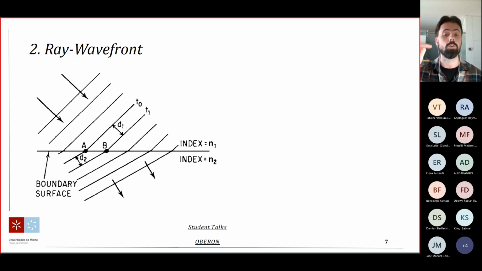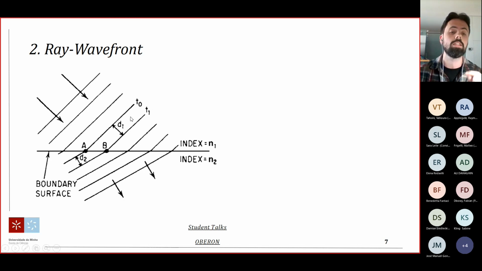We know that the indexes are going to be different, so the velocity of propagation is going to be different. So in a fixed period of time, it is expected to travel different distances in this medium than in this one. Now we can see with the drawing that there is going to be a change in the direction of propagation of this radiation. So now we are going to try to find a relationship between this change in the direction of propagation and the properties of the medium.